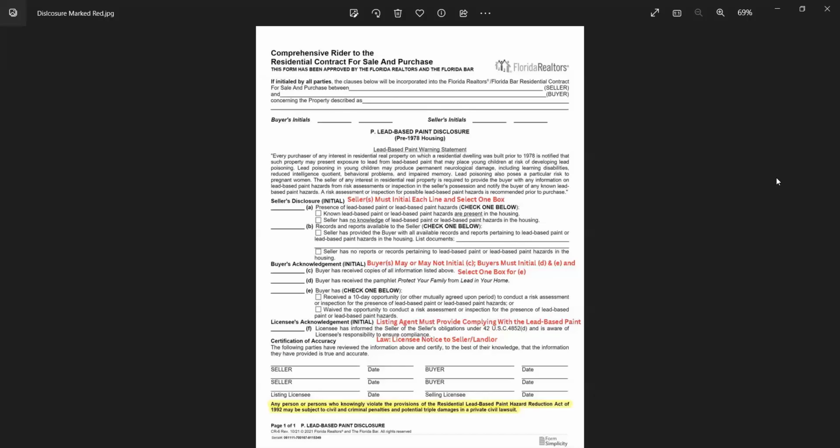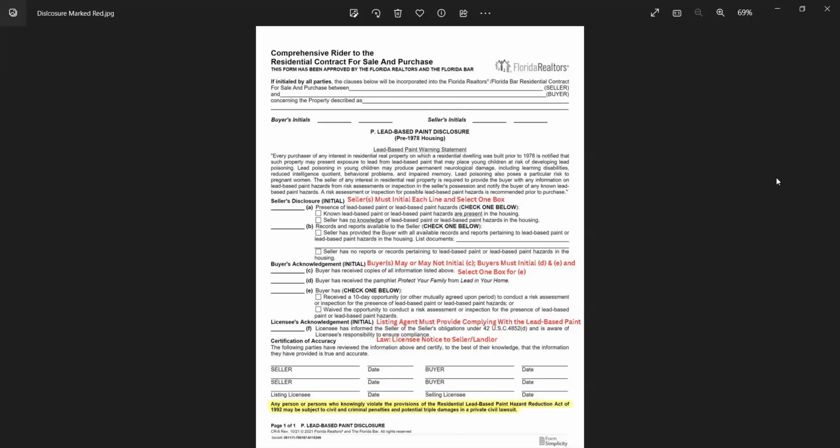Now we're going to move on to the buyer's acknowledgement and what they're going to sign and or initial. So the buyers may or may not initial item C. Item C says the buyer has received copies of all information listed above. If there is no information listed above, if the seller has no information and has provided no information, then the buyer is not going to initial line C. If the seller does have information to provide and has identified that in their section, then the buyer would initial line C.